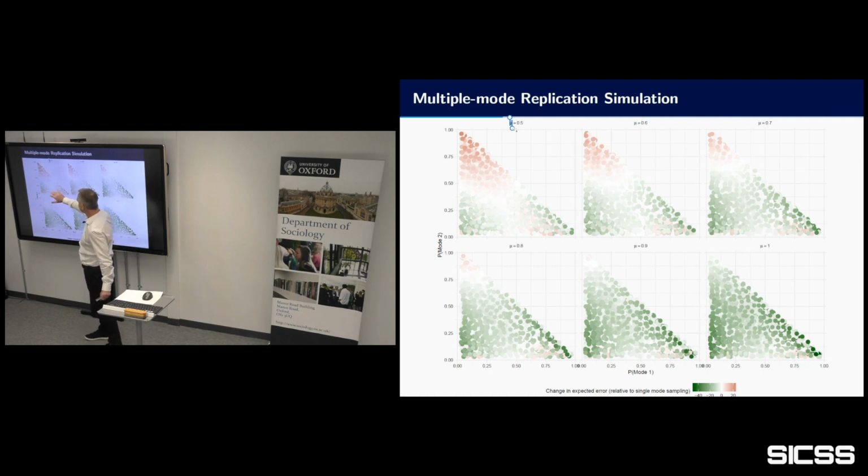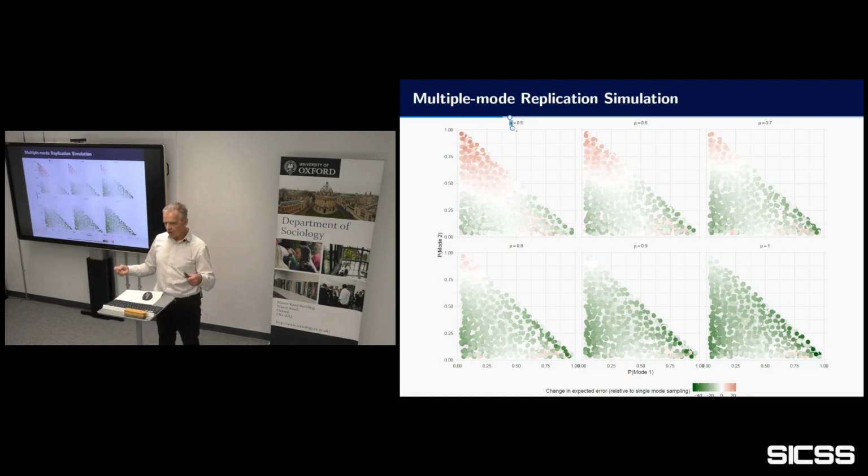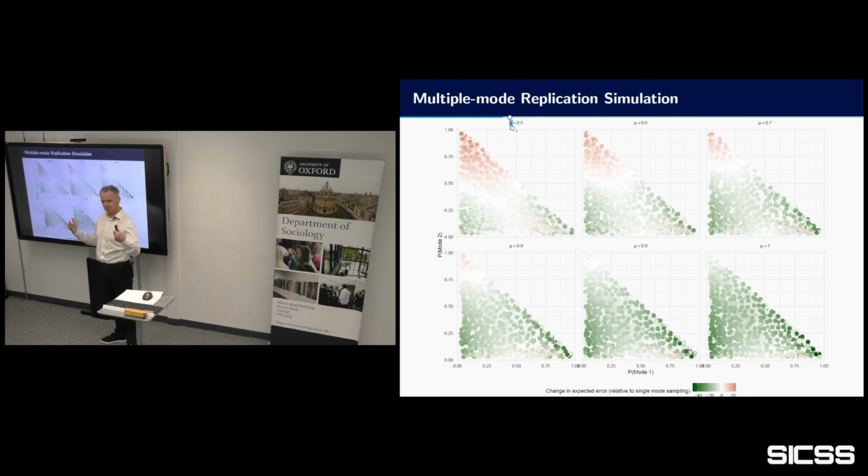the green is basically a reduction in the sampling error relative to the... the green indicates that you're more likely to select the right mode if you replicate in a second mode. And basically what this is suggesting is that as long as you're reasonably adept at identifying the mode that has low measurement error, then replicating in a different mode is always the optimal strategy.